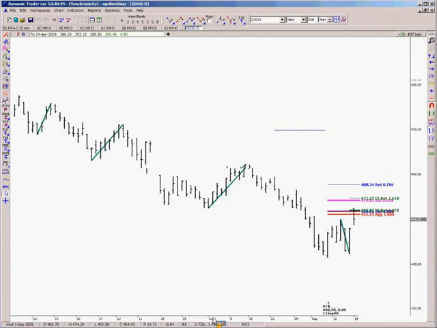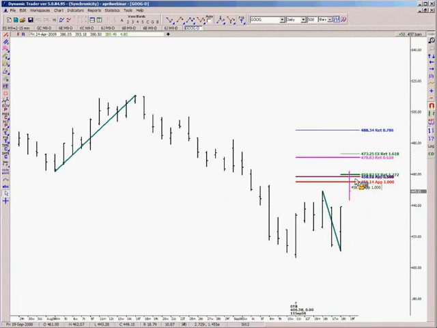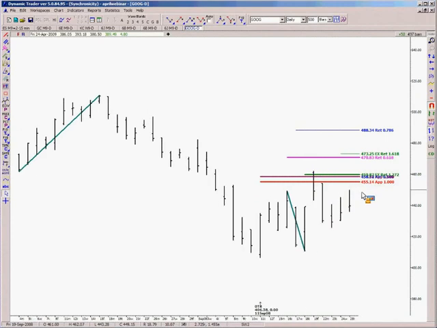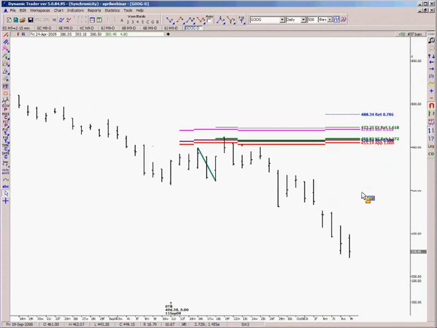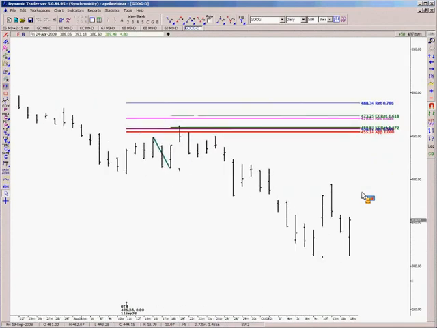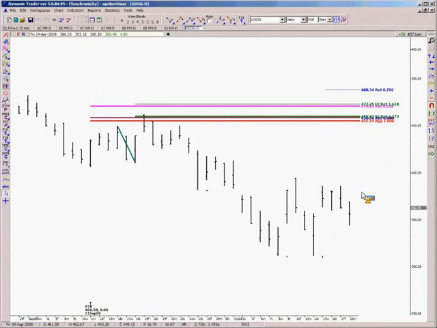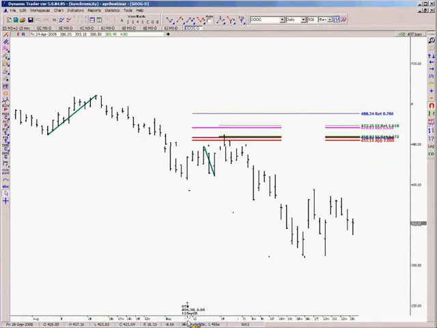So if you were looking to get short Google, you would look at that area. If we got up into that zone and didn't surpass it by a huge margin, then you could look for a sell trigger. And then that's pretty much what you got from there.